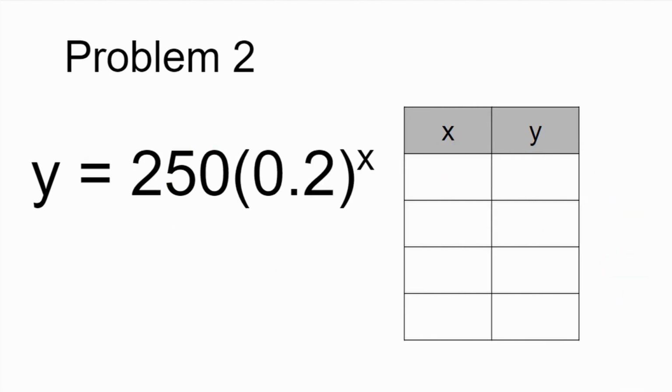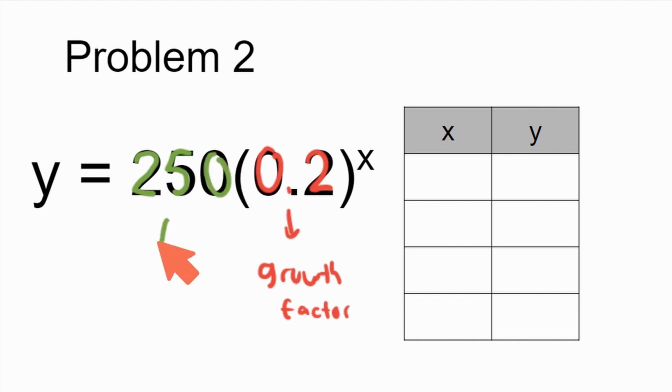Problem 2. Y equals 250 times 0.2 to the x. First, let's identify which part represents the growth factor. Locating our exponent, we know that the base of the exponent is 0.2. That's going to represent our growth factor. Now, which part of the equation represents the initial value? Notice that the constant 250 that's being multiplied, this is going to represent our initial value. Now that we identified the parts, let's go ahead and create our table.